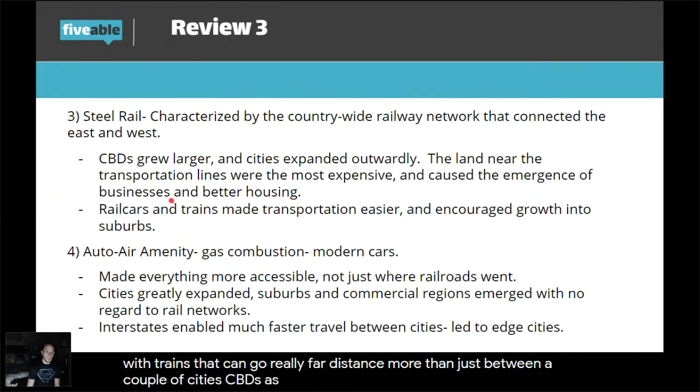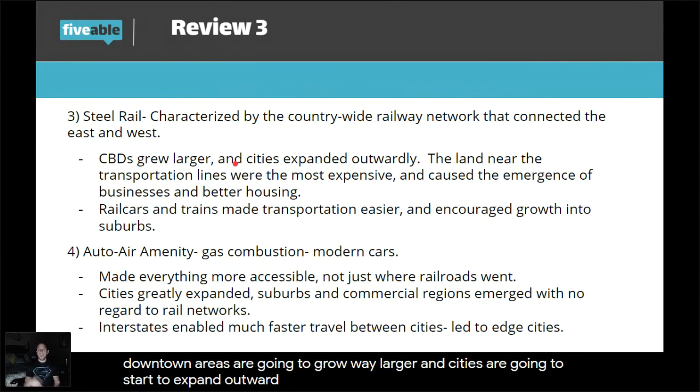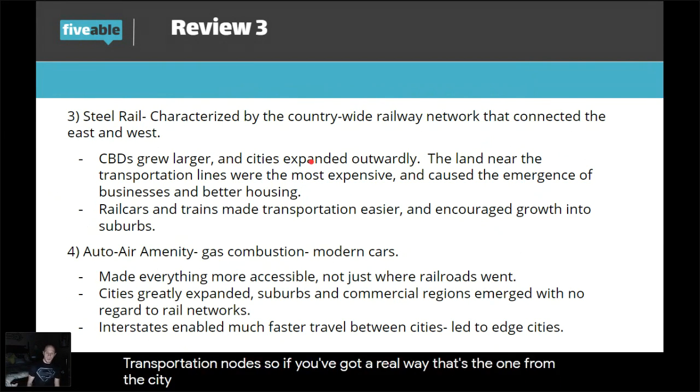CBDs, as a result, the central business districts or the downtown areas, are going to grow way larger, and cities are going to start to expand outwardly, mainly starting to follow those transportation nodes. So if you've got a railway that's going from the city center, you're going to see development along that railway.